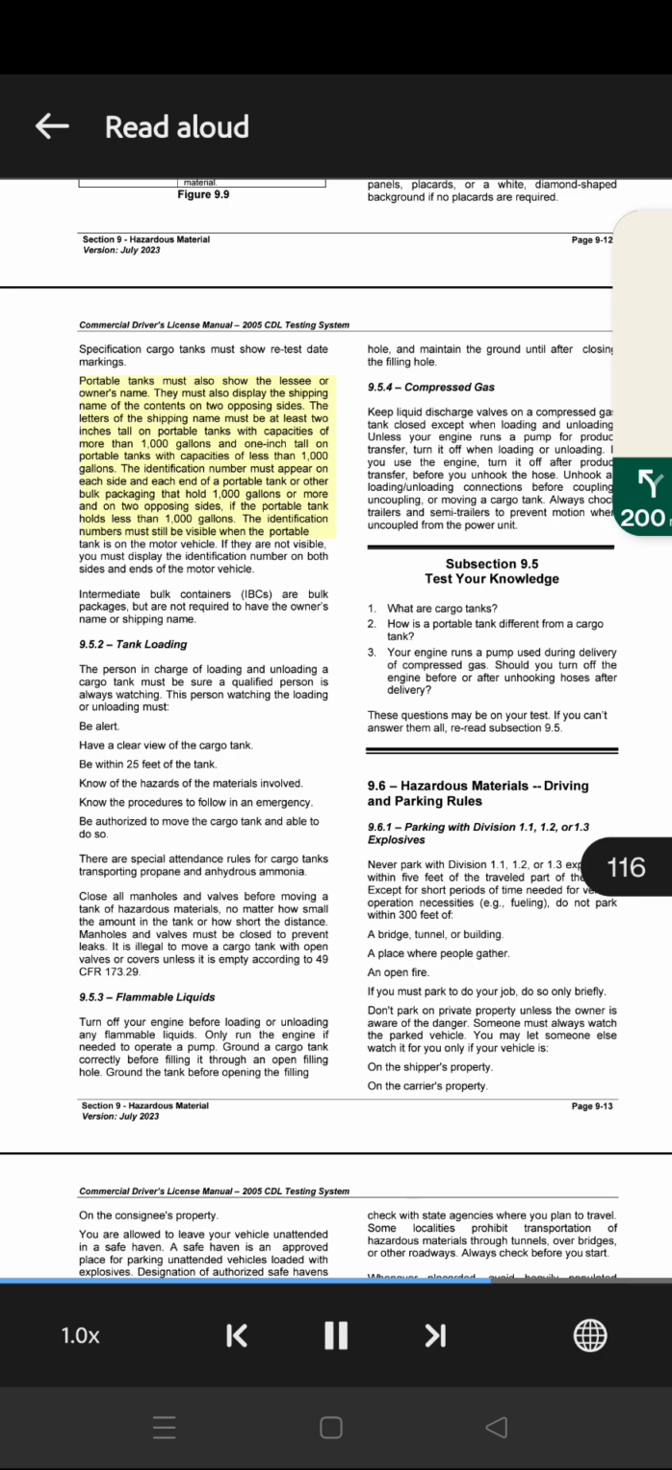The identification numbers must still be visible when the portable tank is on the motor vehicle... and maintain the ground until after closing the filling hole.